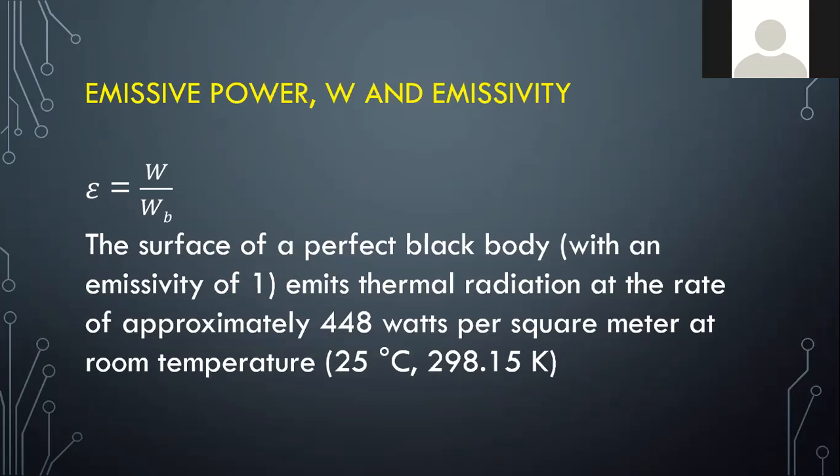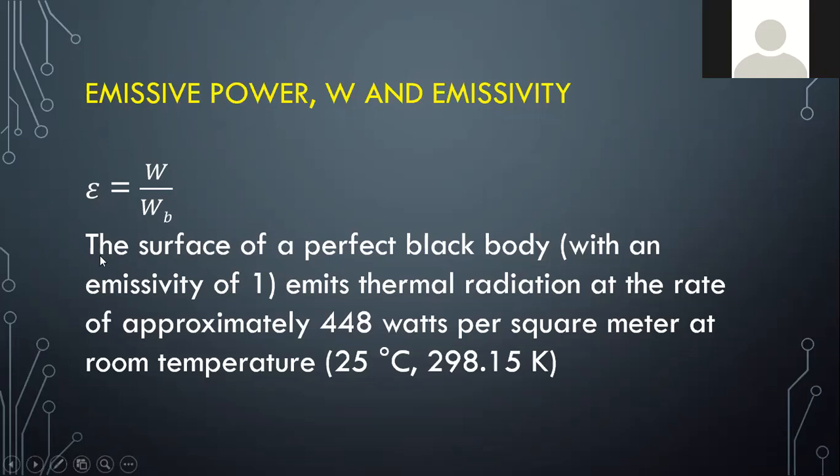Okay, then we have the emissive power. And emissive power is represented by W. Itong W na to, yung WB, this is the emissive power of a black body. Tapos emissivity. Yung emissivity is emissive power divided by the emissive power of a black body. So, expect na yung emissivity, ang range ng value nito is from 0 to 1.